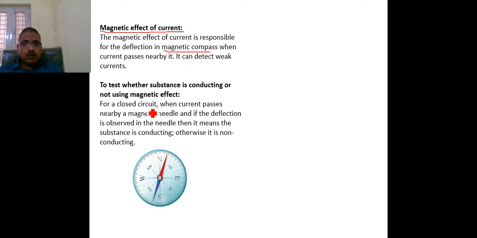So in a closed circuit, how do we understand whether the deflection is there or not? In a closed circuit, when the current passes nearby a magnetic needle, if deflection is observed in the needle, then it means the substance is conducting. Otherwise, it is non-conductive.